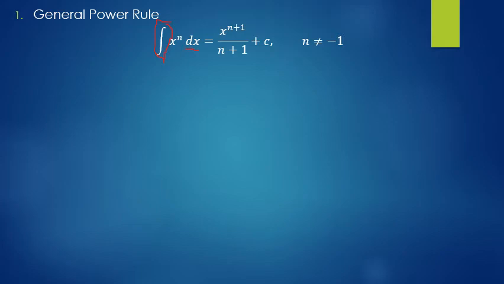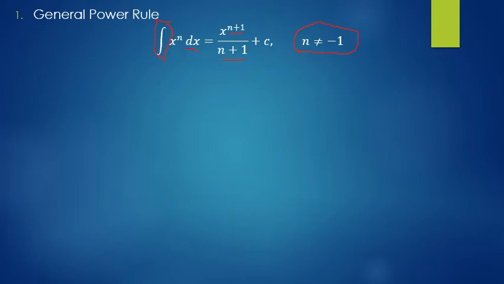Okay, so the general power rule states that if we are going to integrate x to a power n, then the result is x to the power n plus 1 all over n plus 1. So notice here that there is a condition. n cannot be equal to negative 1.